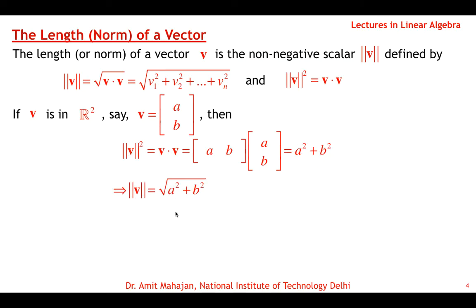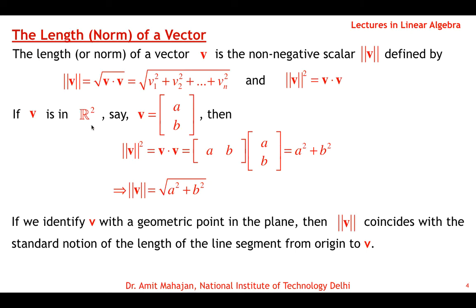Okay, and if you remember R2, the plane, if we note down this vector v, the position of this on the plane, so geometrically this length, which is calculated as the square root of a square plus b square, coincides with the standard notation of the length of the line segment from the origin to v. So geometrically, if you draw the R2 plane and you note down the vector v as (a, b), then the length of the vector by this law, the hypotenuse square is base square plus perpendicular square.